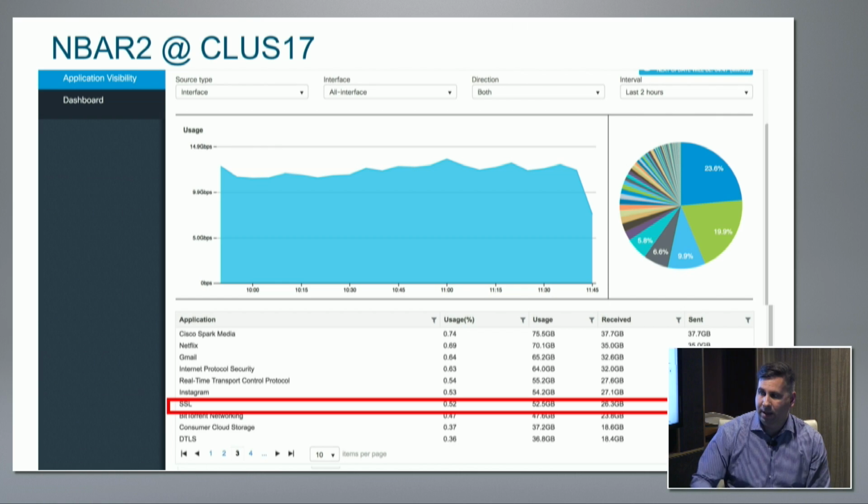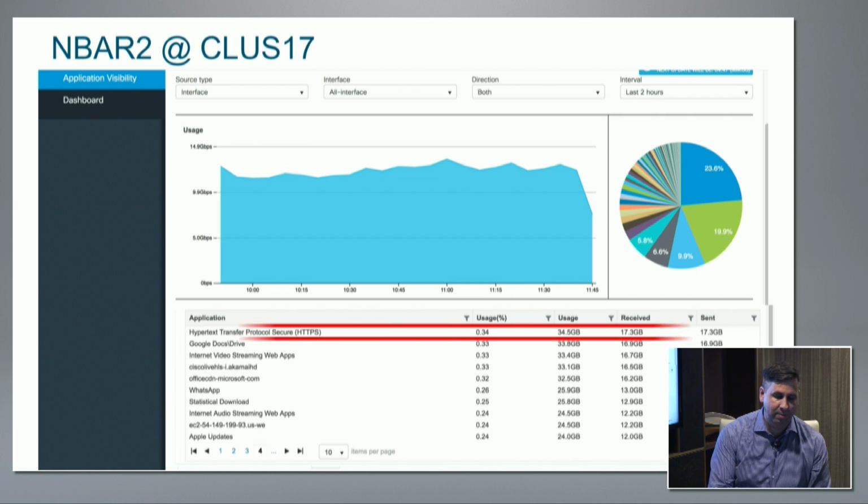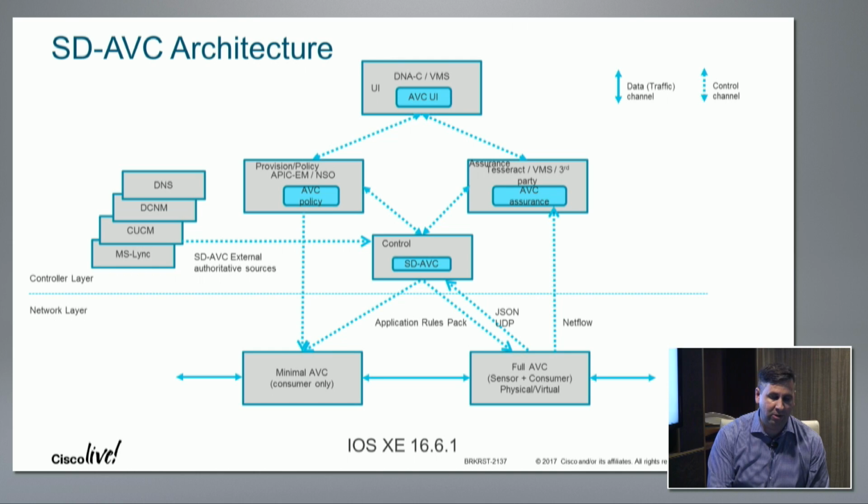There's SSL. Other applications that are using SSL have already been identified, and only 0.5% of SSL applications we didn't get a tag on. And as far as HTTPS, it's number 31 in the list, and it's only 0.3%. So very, very powerful classification technology in this engine.